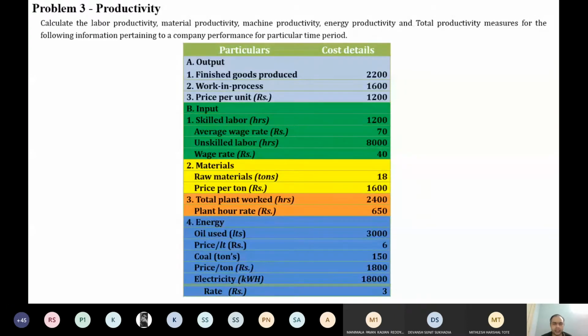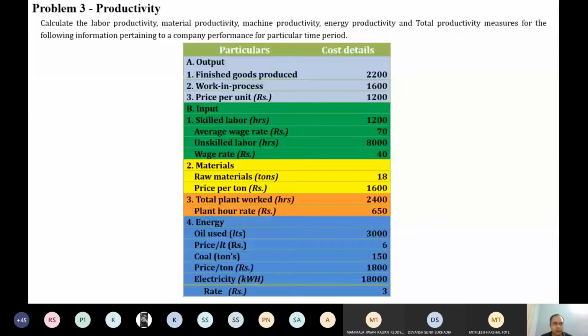And in case of labors, in this case there are only two kinds of labor: skilled labor and unskilled labor. You have to consider them together. So now in this problem, they're asking you to calculate the labor productivity, the material productivity, the machine productivity. Here the machine productivity means the total plant hours, that means how many hours the machines have functioned. Then energy productivity. So only four inputs are given. They're asking you to find the individual, that means single factor productivity of all these factors. Then as a whole, what is the total productivity? So let's see how to do this problem.